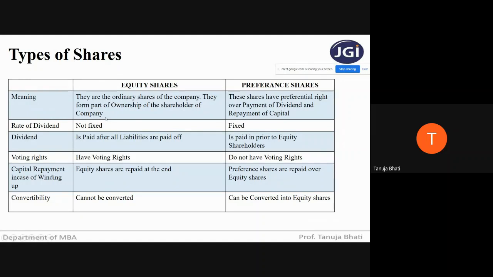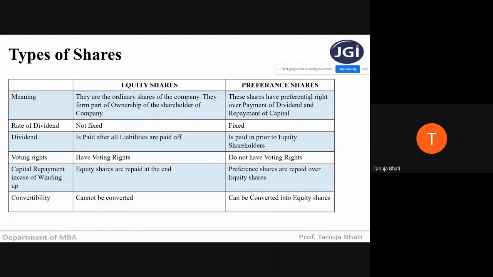So if you are holding equity shares of any company, that means you are the owners of that company. Whenever you are holding an equity share in any company, it means you are representing the ownership in that particular company. But that is not the case with preference shares.